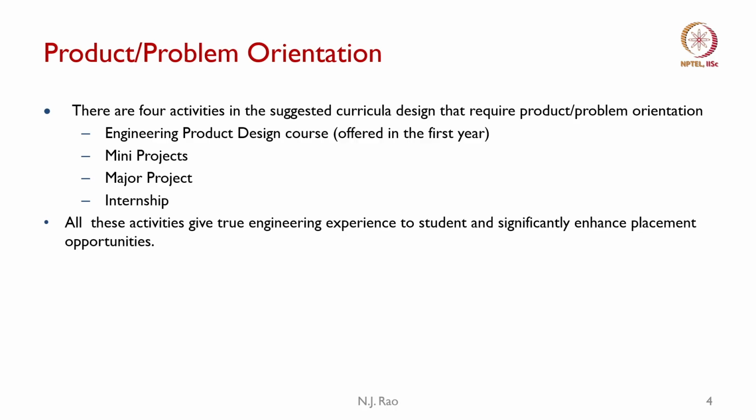Now there are 4 activities in the suggested curricular design that require product or problem orientation. One is to introduce a course on engineering product design in the first year itself, and 1 or 2 mini projects. Then you have a major project in the 7th and 8th semesters, and then you have internship. All these activities will give true engineering experience to students, and if they do them right, it will significantly enhance the placement opportunities.